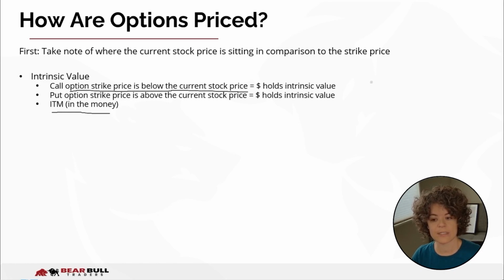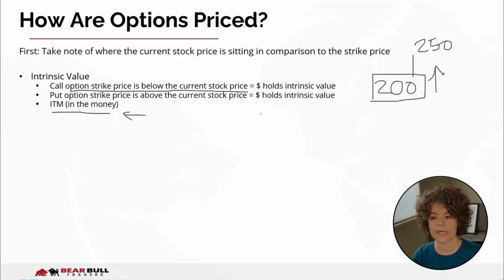Now let's break this down into some numbers so that it's easy to see. Let's say that you own a strike at $200 and the stock goes up to $250. Then there is $50 worth of intrinsic value between the strike price and the actual stock price. This strike of 200 is in the money. This is what we're looking for, in the money.